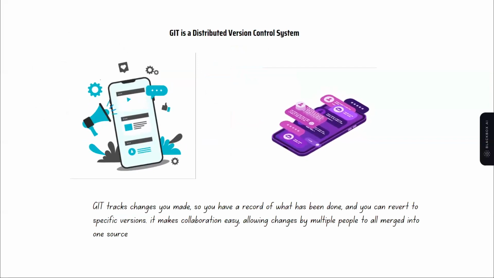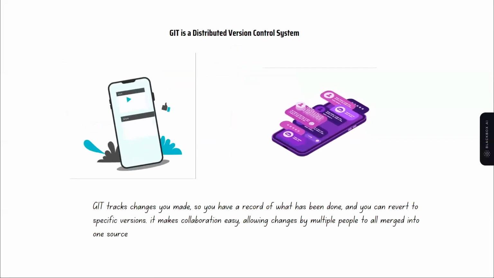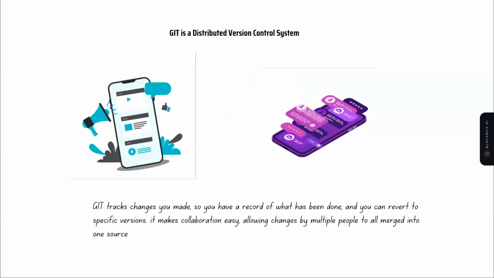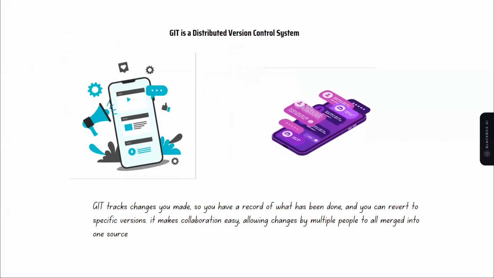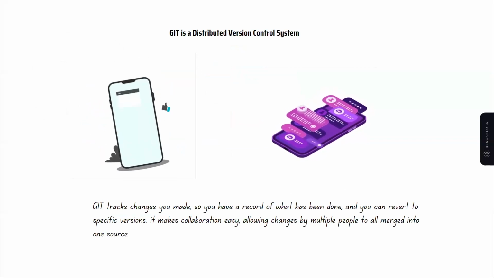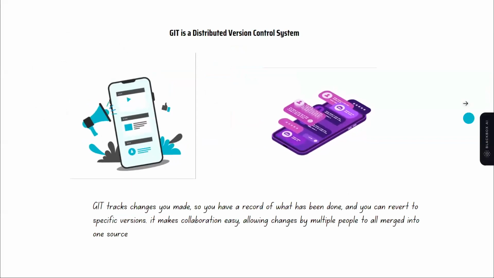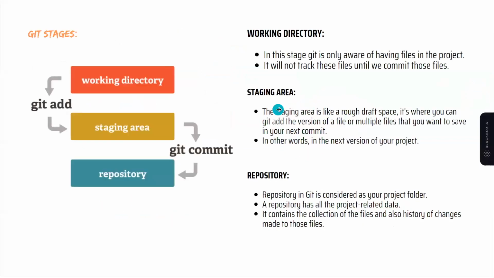Of course, some people might use Bitbucket or GitLab. Depending upon the requirement, the tools are going to change, but the process will be the same. Clear for all of you? That's it. Okay, now coming to the architecture. Architecture means we can call it the stages of Git.